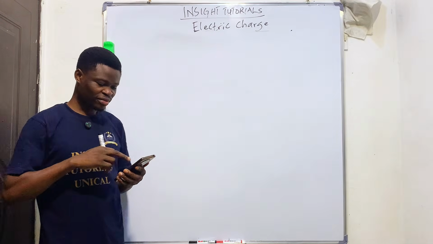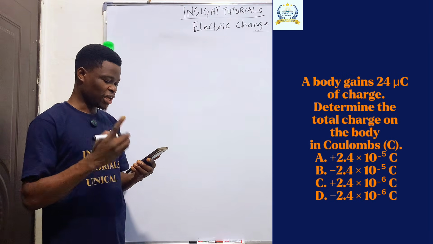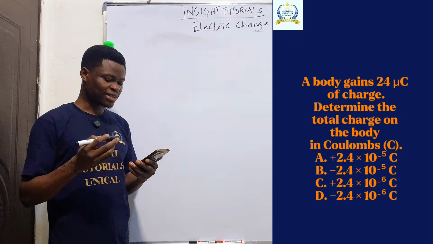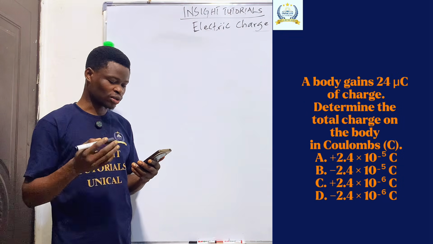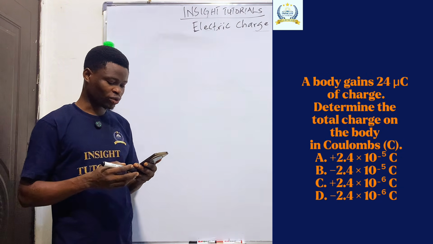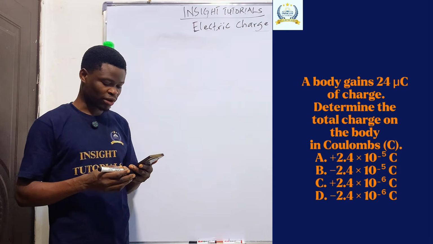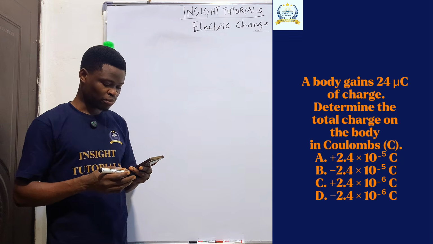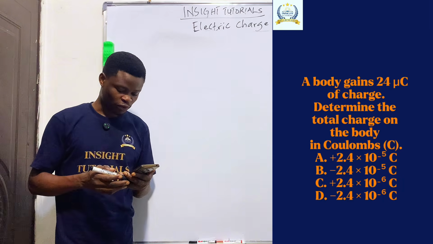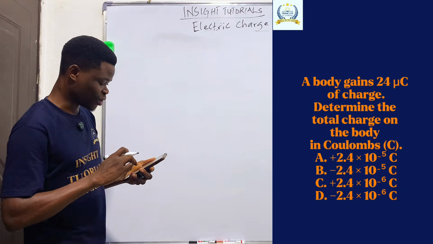Question 2 that you will most likely be tested on. A body gains 24 microcoulomb of charge. Determine the total charge on the body in coulombs. A plus 2.4 times 10 raised to the power of minus 5 coulomb. B minus 2.4 times 10 raised to the power of minus 5 coulomb. C plus 2.4 times 10 raised to the power of minus 6 coulomb. D minus 2.4 times 10 raised to the power of minus 6 coulomb. So we're going to solve this question right away.